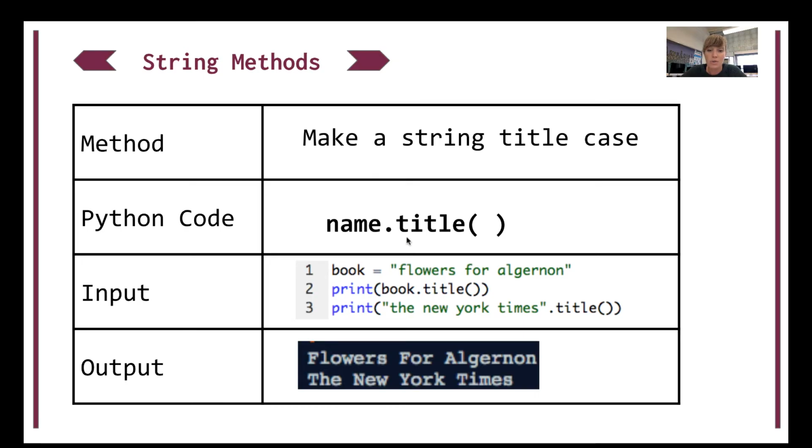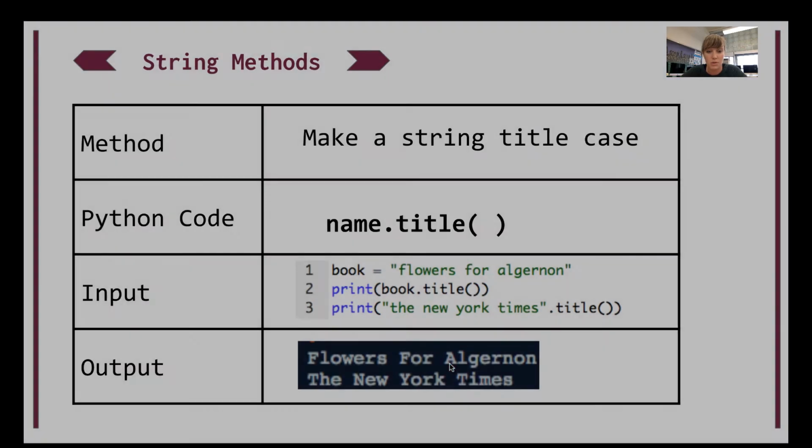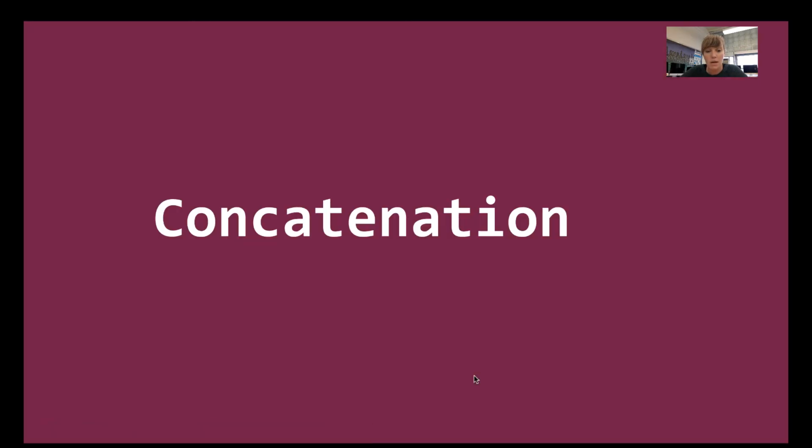Okay, I can also use title case, so let's just observe this. Let's say book equals flowers for Algernon, and I say book.title or New York Times.title, it just capitalizes the first letter of each word. So I just want to make sure. You can see that each word is capitalized. That's called title case.